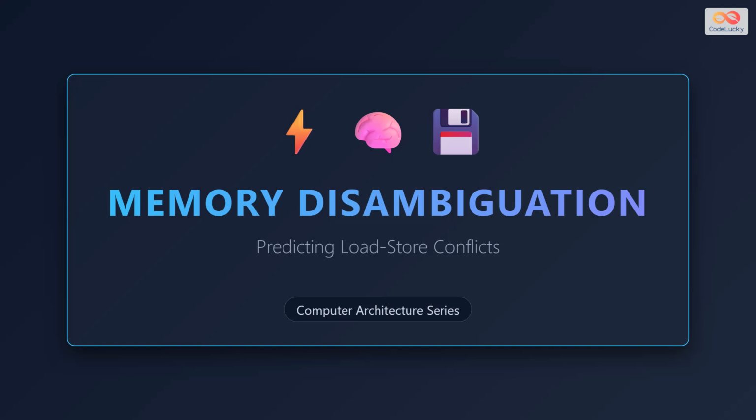Today, we are going to explore a critical mechanism that modern processors use to achieve incredible speeds: memory disambiguation. This is the art of predicting load-store conflicts, essentially how a CPU guesses relationships between memory operations before it is absolutely sure.